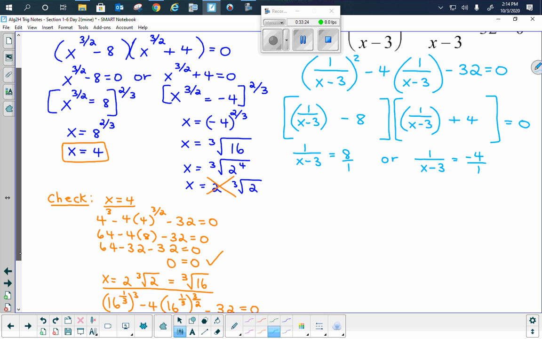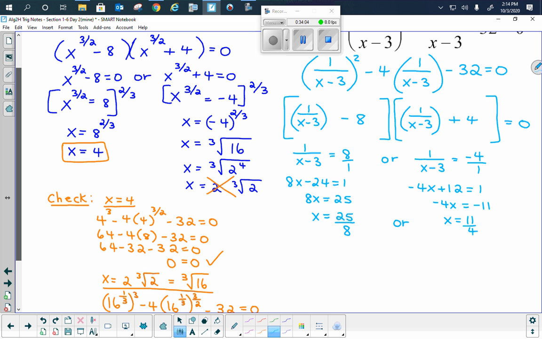Okay. So if I cross multiply, 8 times the entire quantity of x minus 3 would be 8x minus 24 equals 1. So 8x will equal 25, and x will be 25/8. Okay. Over here, if I distribute -4 to the entire quantity of x minus 3, we will have -4x plus 12 equals 1. -4x would equal -11, and x will equal 11/4. Okay, we'll put the or in there.